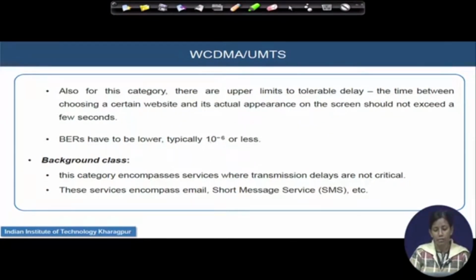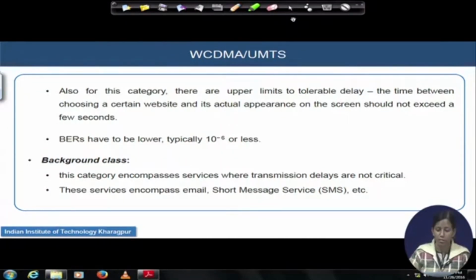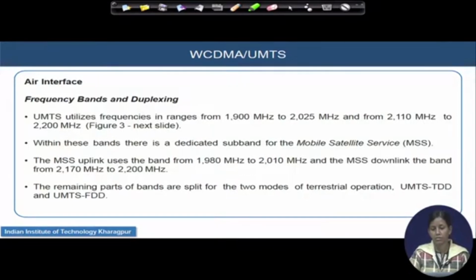The background class encompasses services where transmission delays are not that critical, for example your emails and short message services. Even if your delay is a little bit higher, you are not that concerned. Even bit error rate wise, it is not that critical. So, that is all about the different classes supported in WCDMA communication, and as a user you can select any one of them for a typical application, and you have the flexibility to choose any one out of the classes defined.